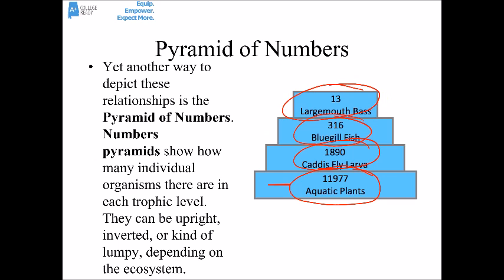So again, same kind of idea. Here we're looking at numbers of organisms. The previous diagram, we were looking at biomass of organisms. And in the first one, we're actually looking at energy. So we've got pyramids of energy, pyramids of biomass, and pyramids of numbers. Different ways to illustrate essentially the same relationship.